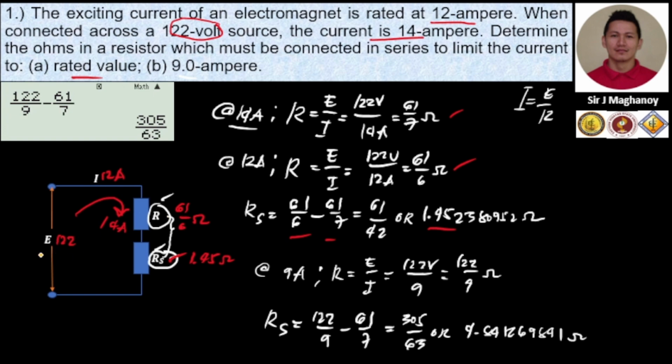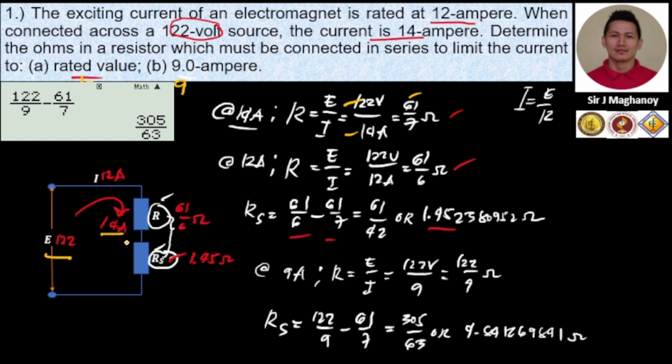Okay, let's discuss the problem. We have 122 volts. The circuit is at rated current, and we have two rated current values, 12 and 9. When the rated current is 12 ampere, what is the value of your resistor? Of course, it changes with the given value of your actual current. So when our rated circuit of 12 ampere is subject to the actual current, which is 14 ampere, you determine the value of resistance. We use our source, 122 volts over the actual current, 14, and we get 61 over 7.